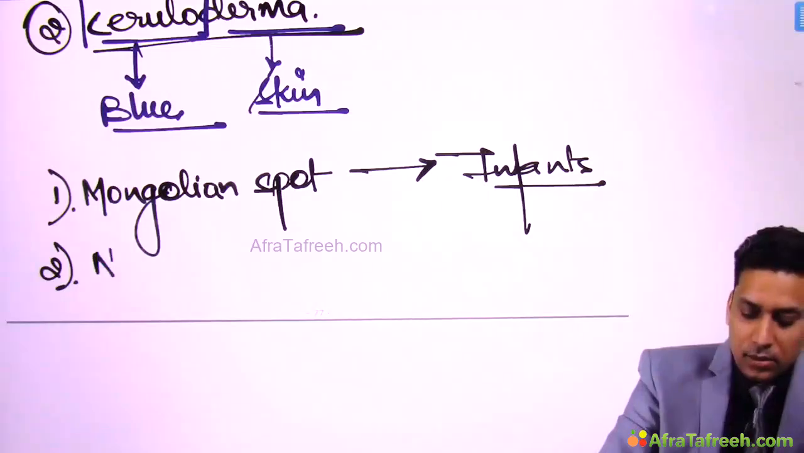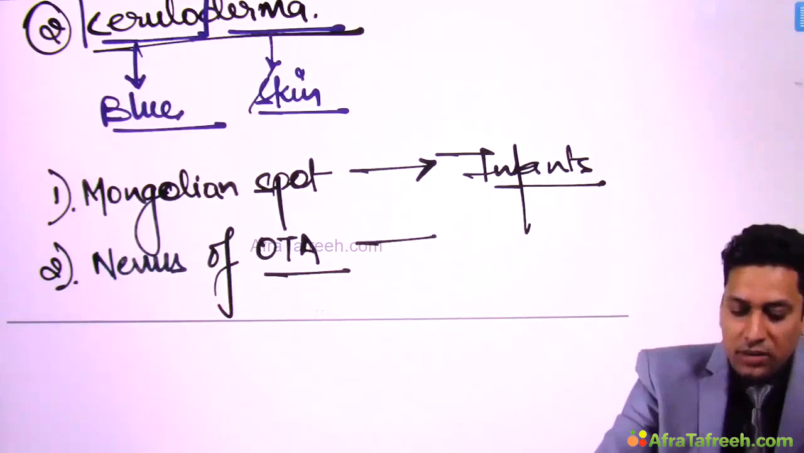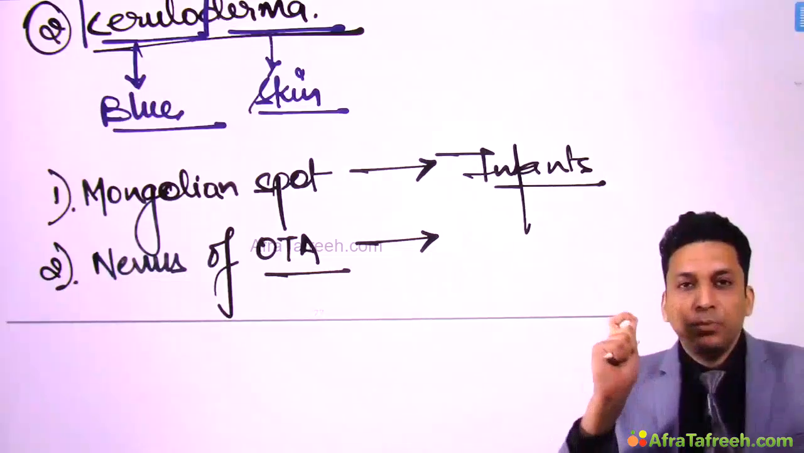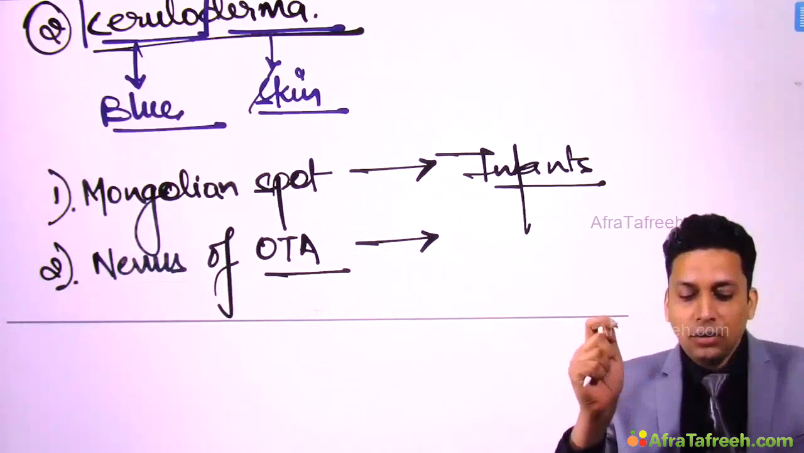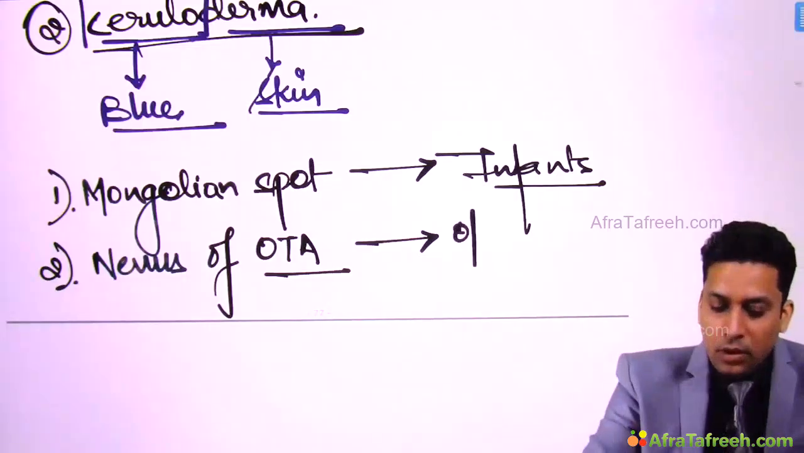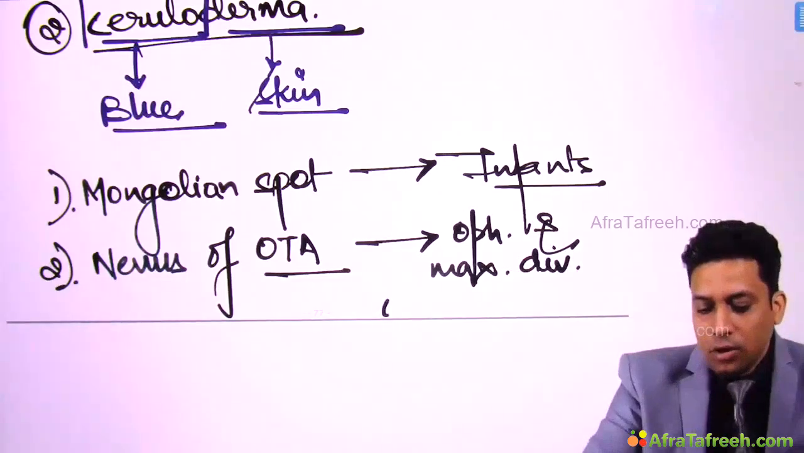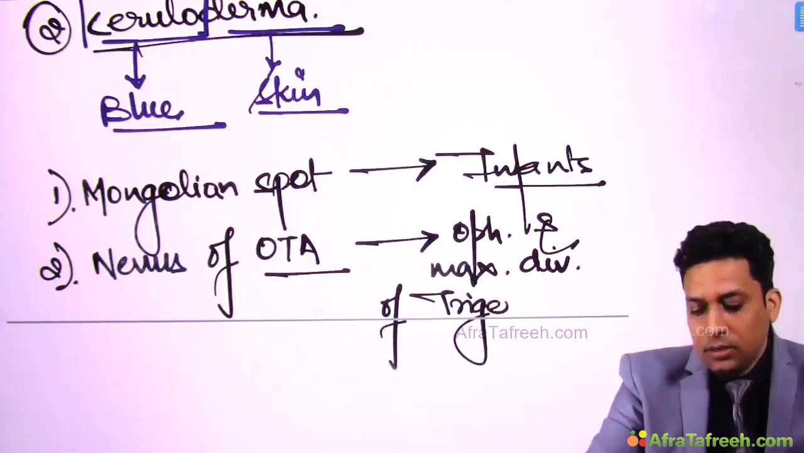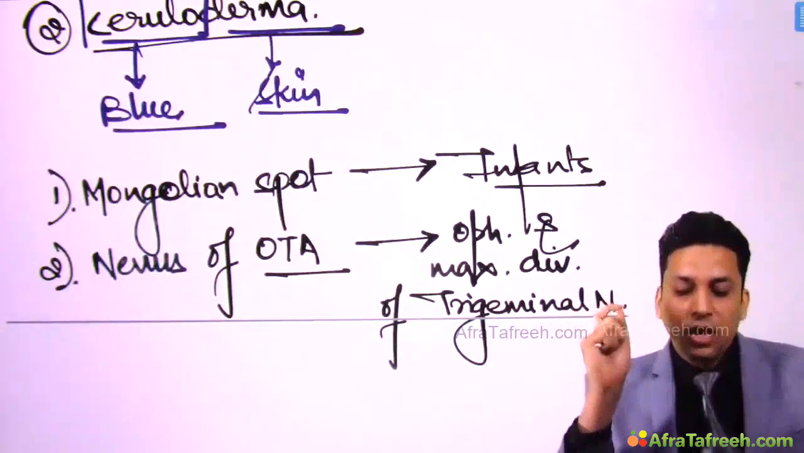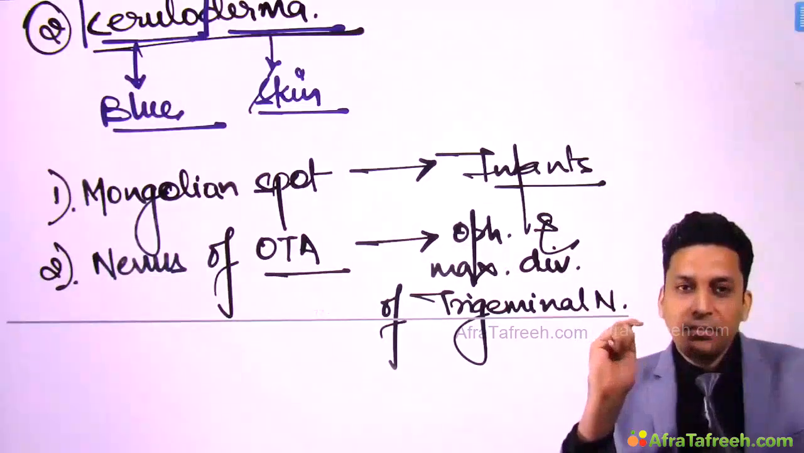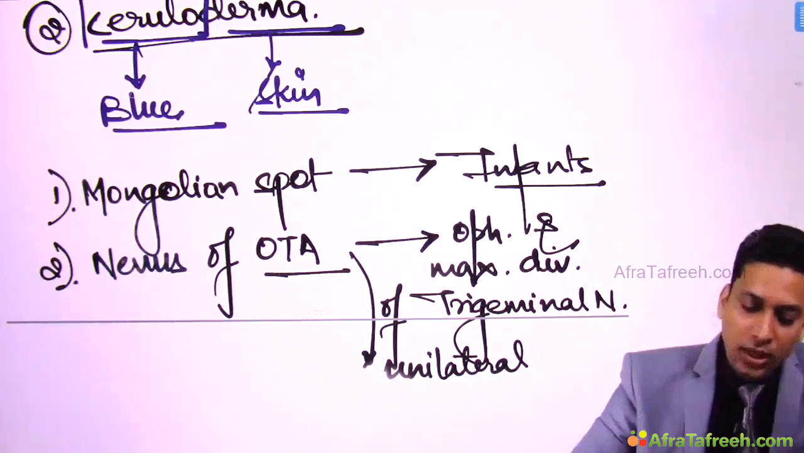Second example is nevus of Ota. Here you can write down, it is bluish discoloration along the distribution of the ophthalmic and maxillary division of the trigeminal nerve. So bluish discoloration along the ophthalmic and maxillary division of the trigeminal nerve. Second point, usually unilateral. So lesions are unilateral.